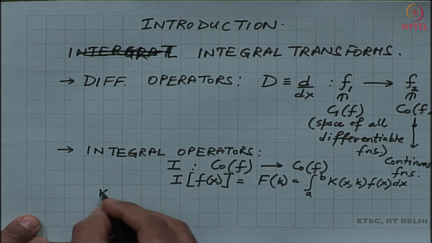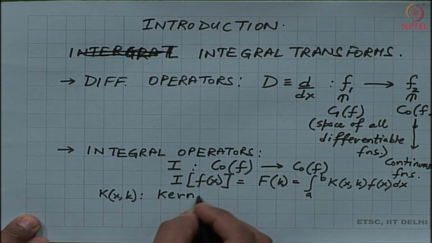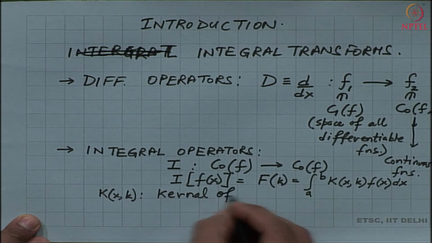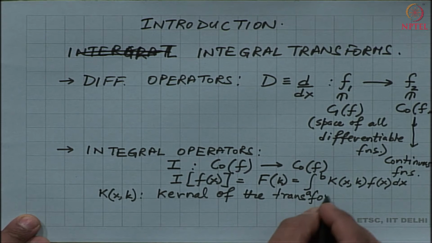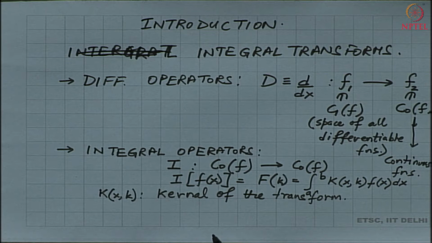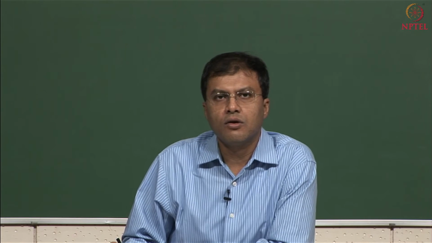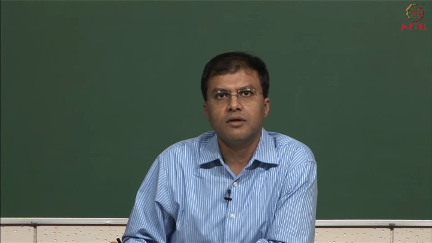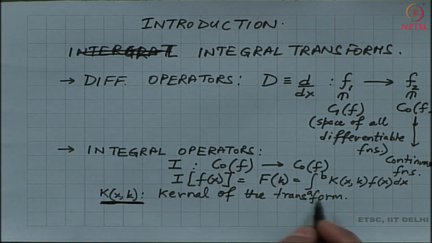So, the function K, we call it the kernel of the transform. And this kernel is going to vary from each definition of the integral transforms, say starting from Fourier transform, later on to Laplace transform and many other transforms that I am going to introduce. So, it is the kernel function that changes in each of these integral operators.